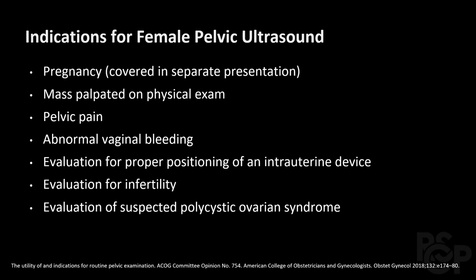Another indication for a pelvic ultrasound is abnormal vaginal bleeding. Some things that can cause abnormal vaginal bleeding are pregnancy, menstruation, precocious puberty, and postmenopausal bleeding. We can also use ultrasound to evaluate for appropriate positioning of an intrauterine device and to evaluate fertility, perhaps due to polycystic ovarian syndrome.